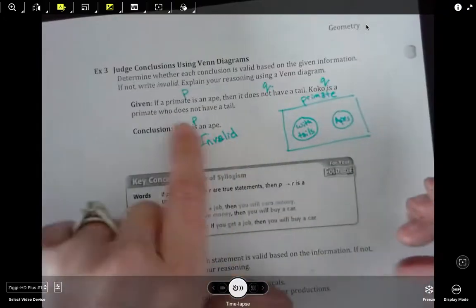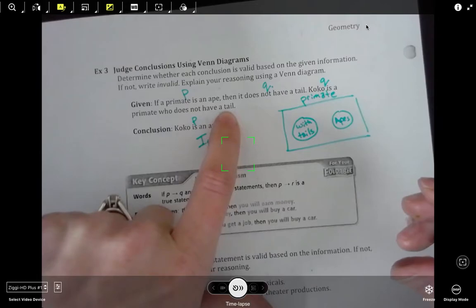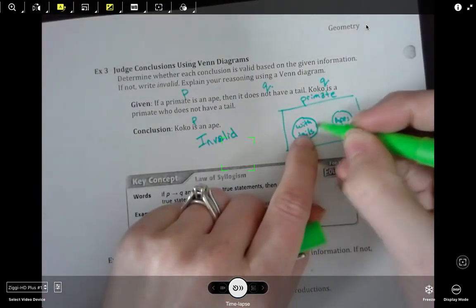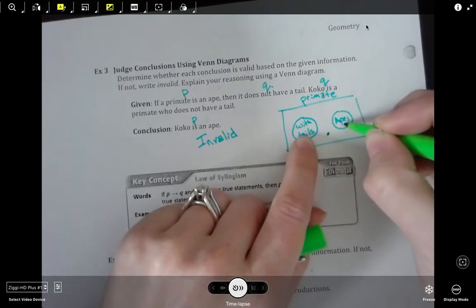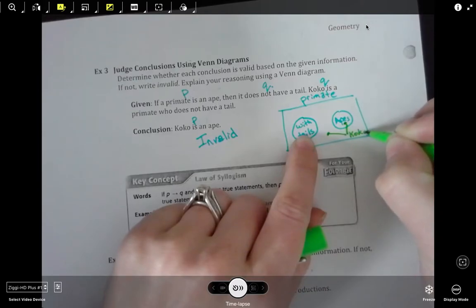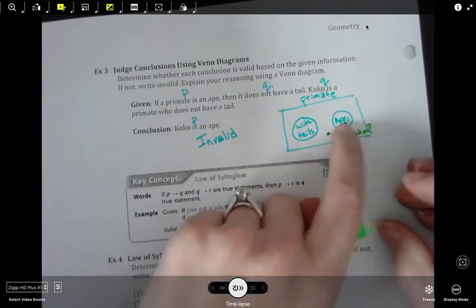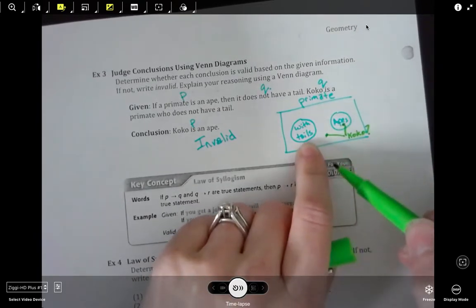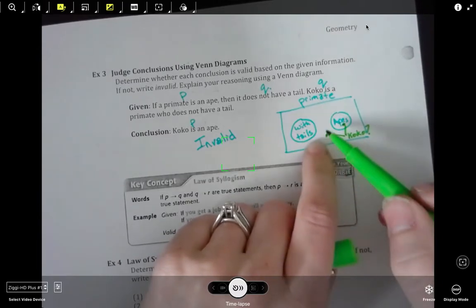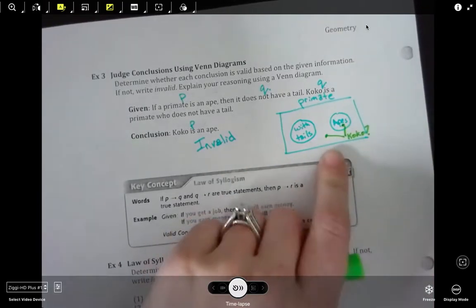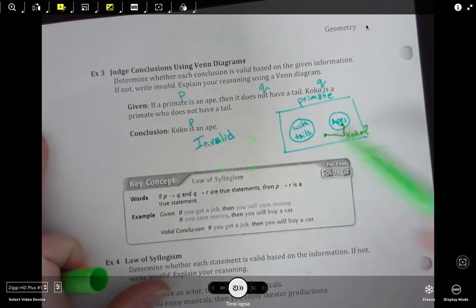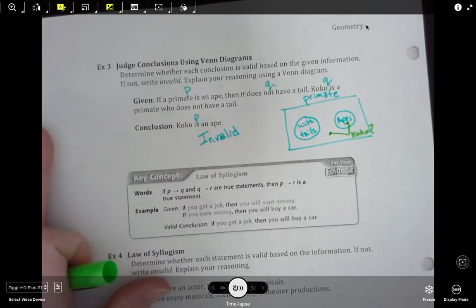Now, Coco is a primate who does not have a tail. All right, so Coco doesn't live in this circle, but he could live here or he could live here. So Coco could live in either of those places. He could be an ape, or he could be another primate besides an ape that does not have a tail. So we don't necessarily know where Coco is living. He might be an ape, he might not be. So that's what makes that invalid, right?